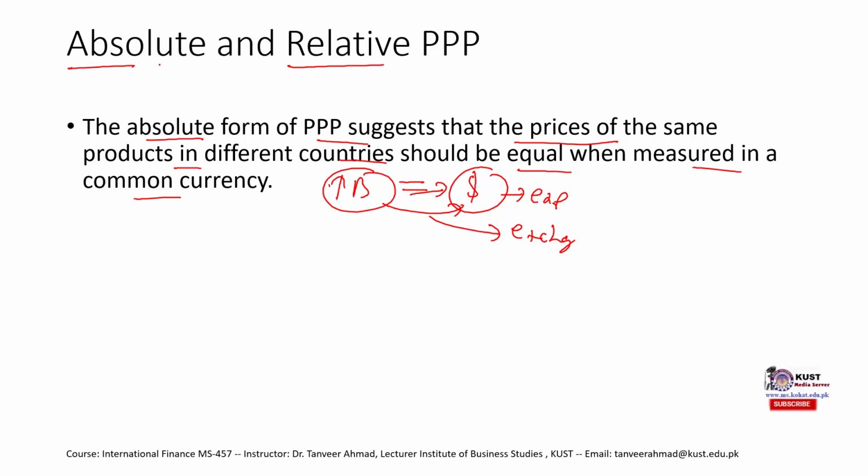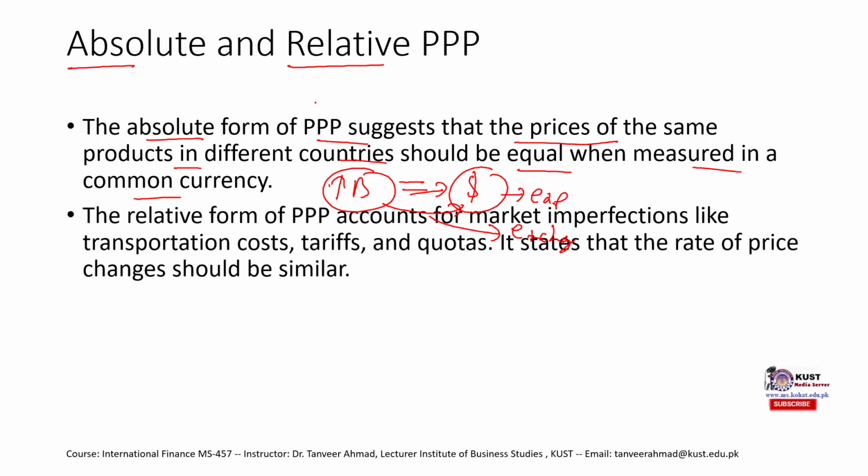So this is what absolute purchasing power parity suggests: the absolute form of purchasing power parity suggests that the prices of the same product in different countries should be equal when measured in a common currency. But obviously, there are some other factors that do play a role. There are certain market imperfections like transportation cost, tariffs, quotas. Relative purchasing power parity says that the rate of price change should be similar.